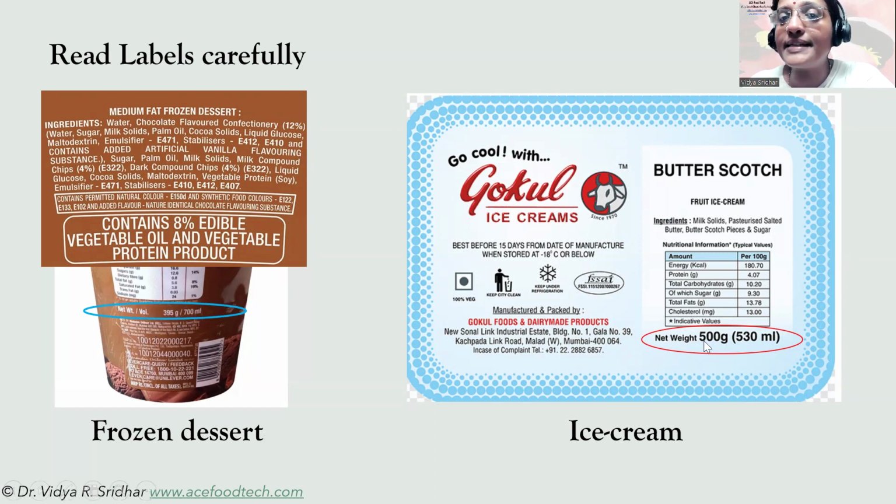Now, if you look at the right side, you get 500 grams of solid content net weight, and it is only 530 ml. Only 30 ml of air has been incorporated in it, which is quite creamy and very smooth. So this is quite a premium product versus this one, which may have more air than the right. So whenever you pick an ice cream, you might want to be more knowledgeable about what you pick.